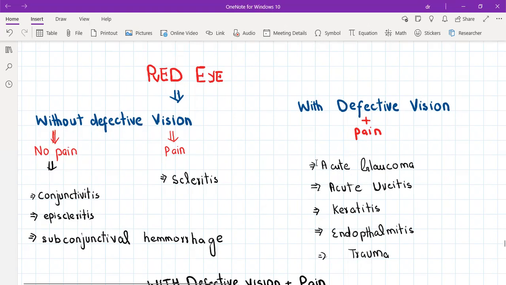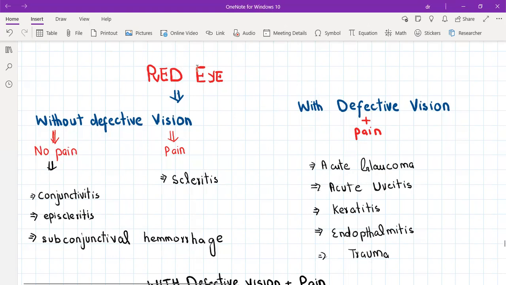Don't worry about dates. The first one is acute angle closure glaucoma. The second is acute uveitis. The third one is keratitis. Fourth one is endophthalmitis. And fifth one is trauma to the eye. Okay, so we have 5 diseases here in which there is red eye with impaired vision and pain.